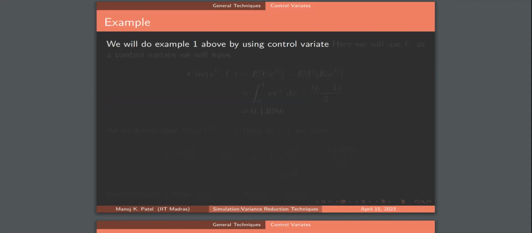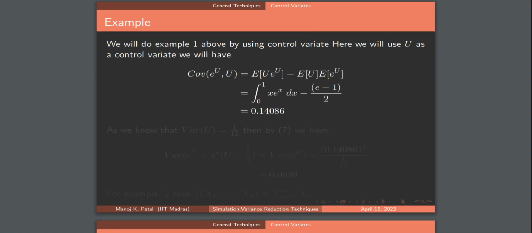So we will do example one by using control variates. We have seen example one, the estimation of the exponential of U, the estimation of e to the power U. Here we'll use U as the control variate.